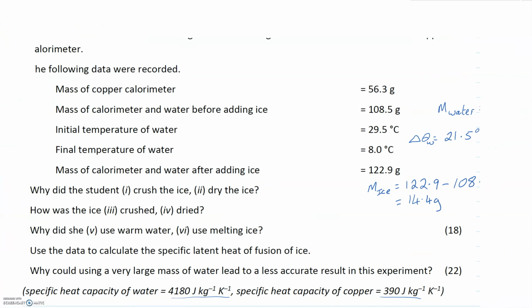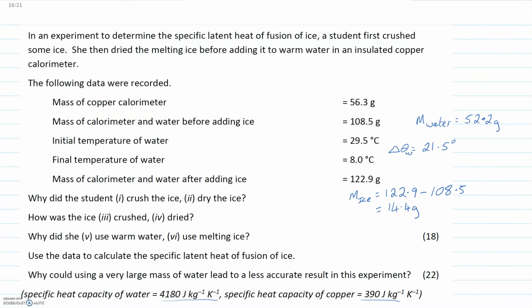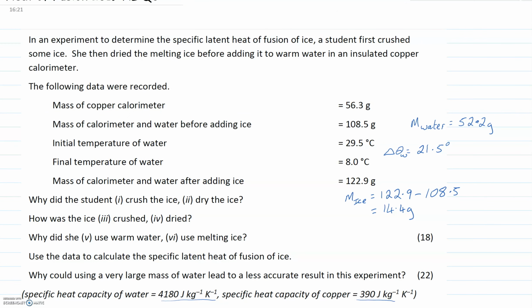And when you come up to the information that they give you in the question, the mass of the calorimeter is here. That's fine. Now, this is generally the way they give you the mass of the water. They give you the calorimeter and the water together. So you just subtract the calorimeter from this and you're going to get your mass of water over here. The initial temperature of the water, the final temperature of the water. Remember, this is also the final temperature of the ice water as well.